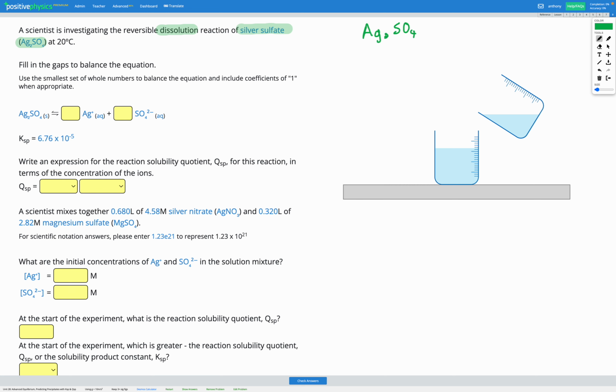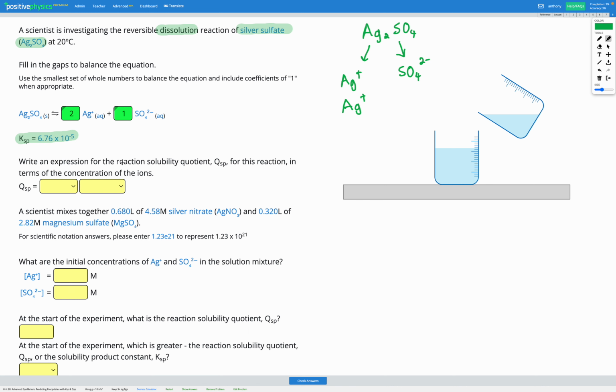So we have Ag2SO4, and we can see that it's creating Ag plus ions and SO4 2 minus ions. Since we have Ag2SO4, we're going to be creating 2 Ag plus ions and 1 SO4 2 minus ion for every formula unit of Ag2SO4 that dissolves. So in our equation, we're going to have 2 Ag plus and 1 SO4 2 minus. We're also told KSP, the solubility product constant, or in other words, the equilibrium constant for the dissolution reaction, is 6.76 times 10 to the negative 5.